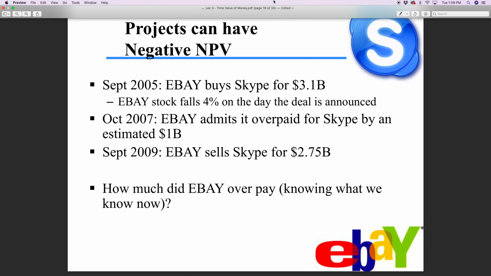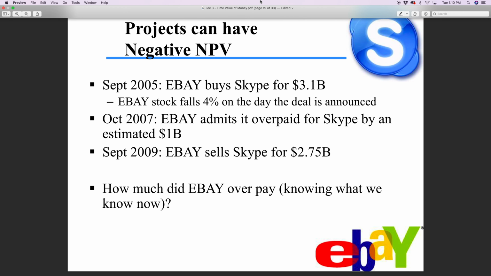And this is a real example. In September 2005, eBay bought Skype for $3.1 billion. eBay stock immediately fell by 4% on the day that this deal was announced. In October 2007, eBay admits it overpaid for Skype by an estimated $1 billion. In September 2009, and this is 4 years later, eBay sells Skype, but notice, it sells Skype for $2.75 billion, which is less than the $3.1 billion that it paid for this company 4 years earlier.